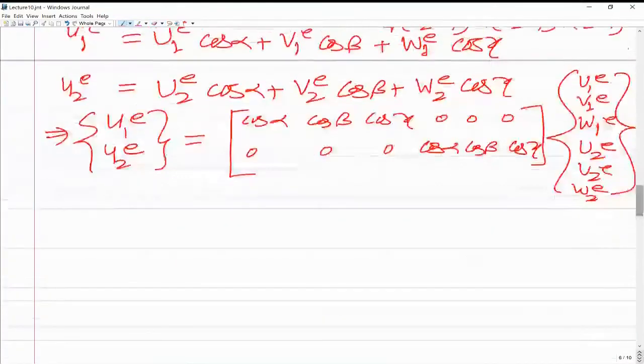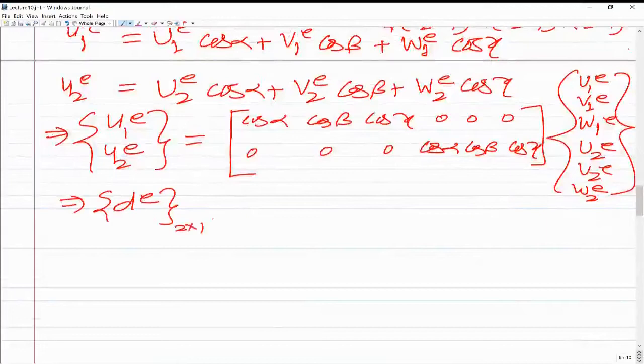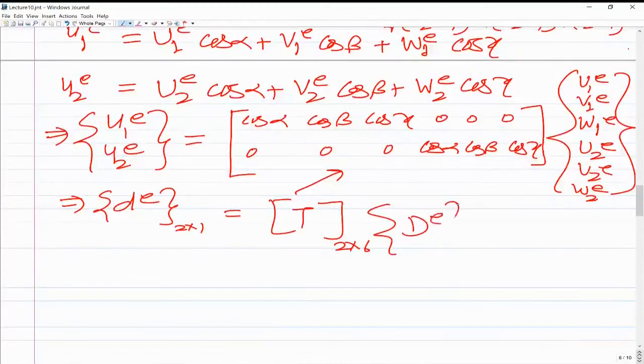And in the notation form, we say that this is d, the vector of elemental degrees of freedom in local coordinate system, which is a 2 by 1 vector. And this is the transformation matrix, which is 2 by 6. And then this D E is the vector of elemental degrees of freedom in global coordinate system. This is a 6 by 1 vector. So the names of all these variables are exactly the same. So this is d and that is T. This is the vector of elemental degrees of freedom in the local coordinate system, and this is the vector of elemental degrees of freedom in the global coordinate system.